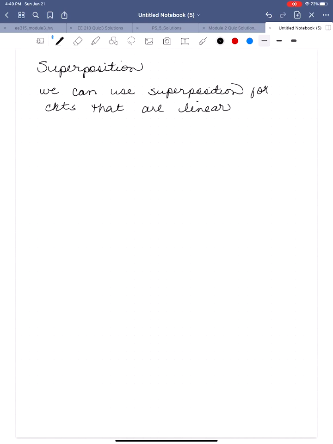Okay. And superposition works on circuits that are linear. Okay, and linear does not mean a straight line. We'll talk about this in just a second. But linear circuits have two characteristics. One, we have additivity. And then the second one is homogeneity.